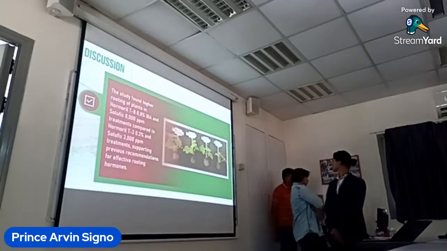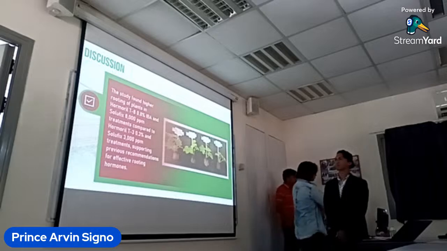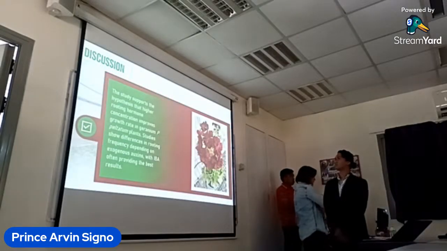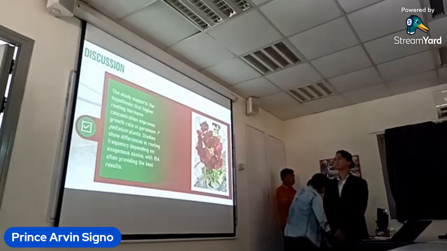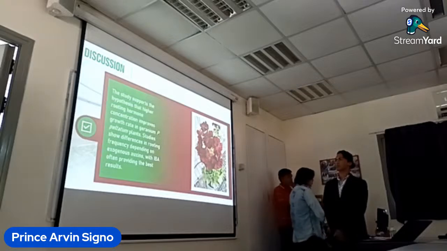The study found higher rooting of plants in hormonal T8 0.8% IBA and Solofix 8000 ppm treatments compared to hormonal T3 0.3% and Solofix 3000 ppm treatments, supporting previous recommendations for effective rooting hormones. The hypothesis that higher rooting hormone concentration improves growth rate in geranium peltatum plant studies shows differences in rooting frequency depending on exogenous auxin, with IBA often providing better results.